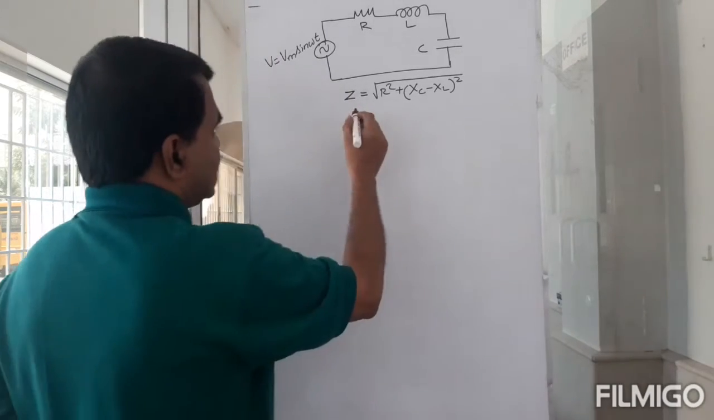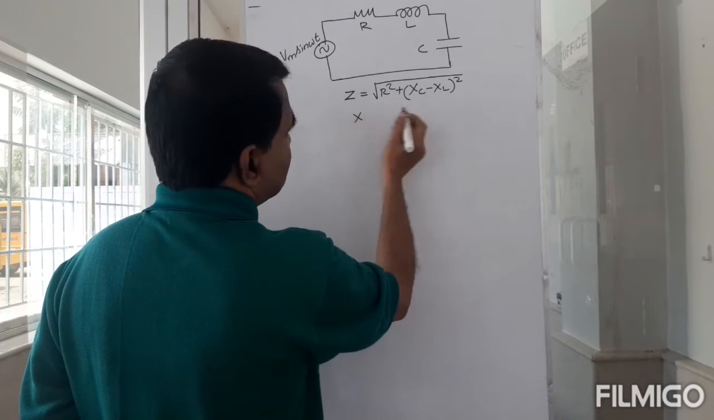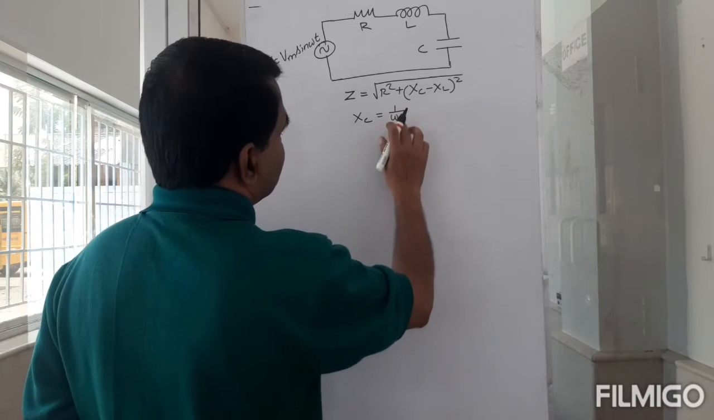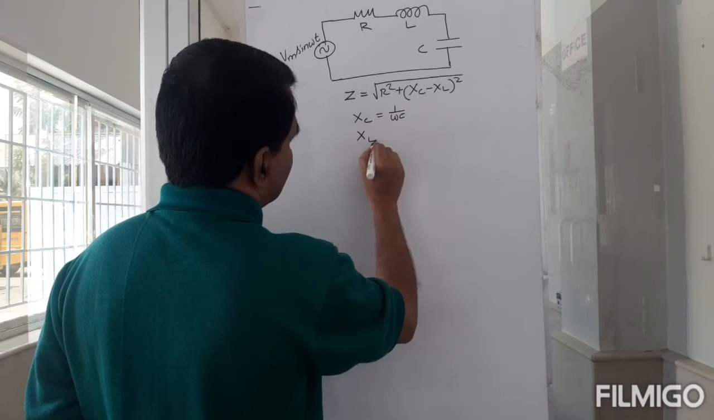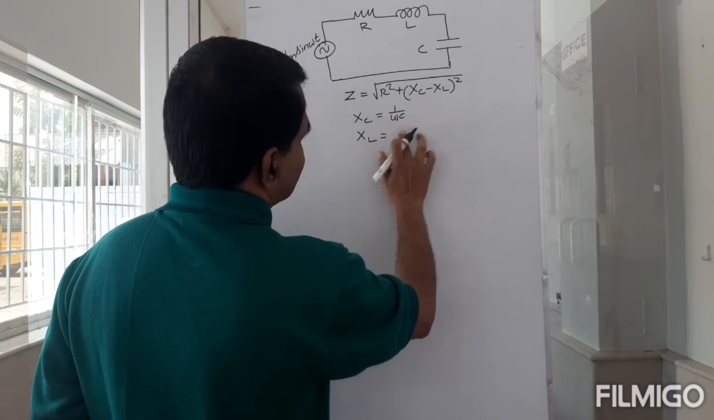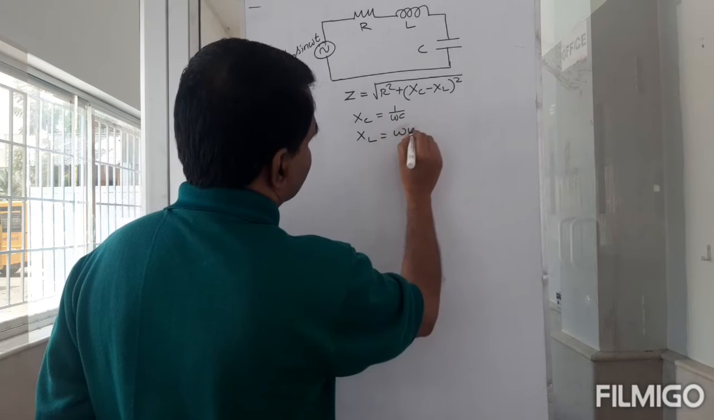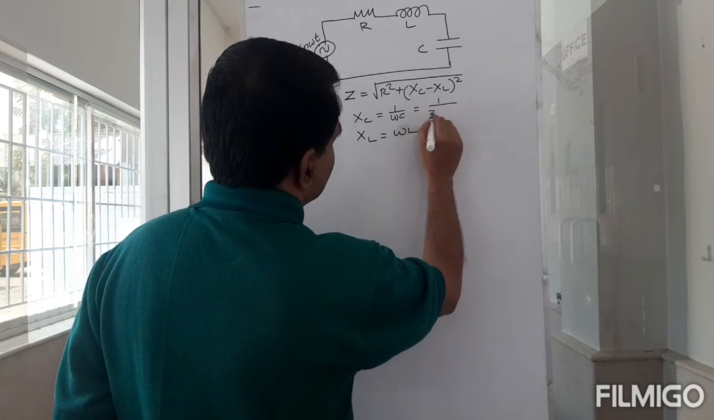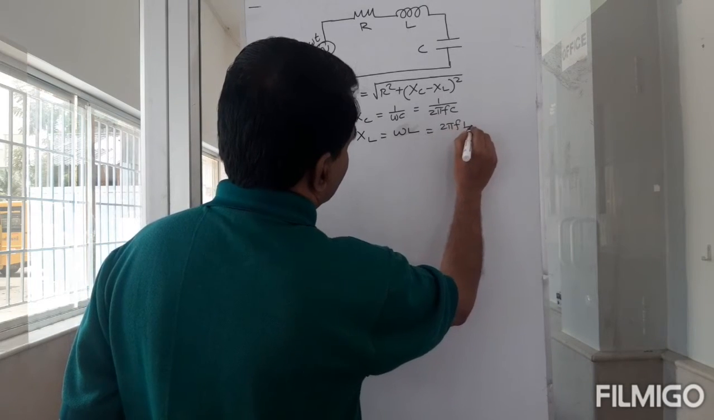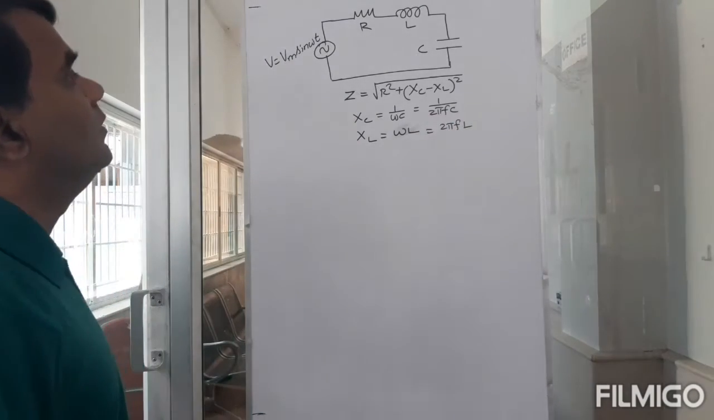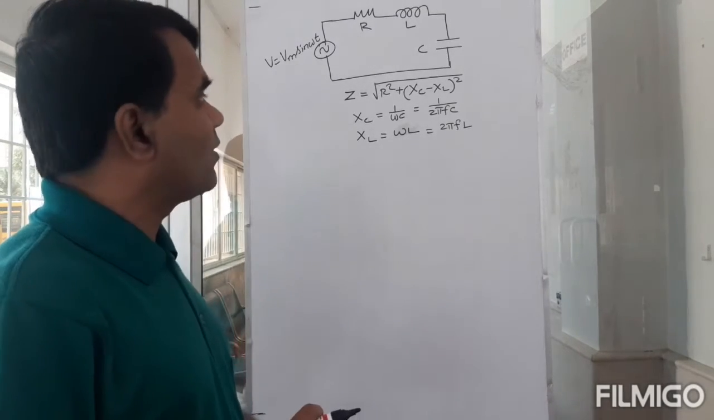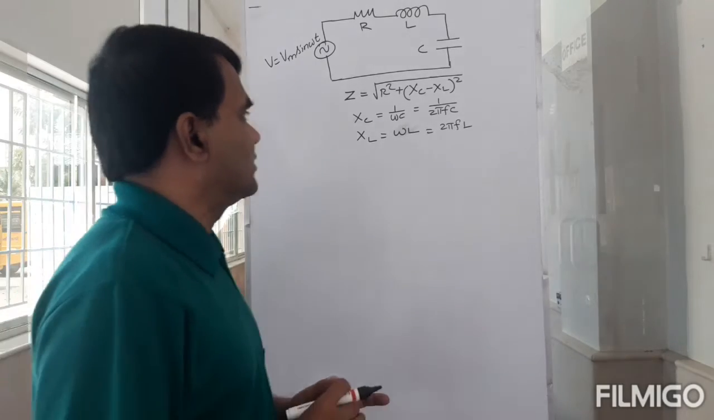Where XC is equal to 1 by omega C and XL equal to omega L, which is equal to 1 by 2 pi F C, and 2 pi F L. We know this. So you can see this.